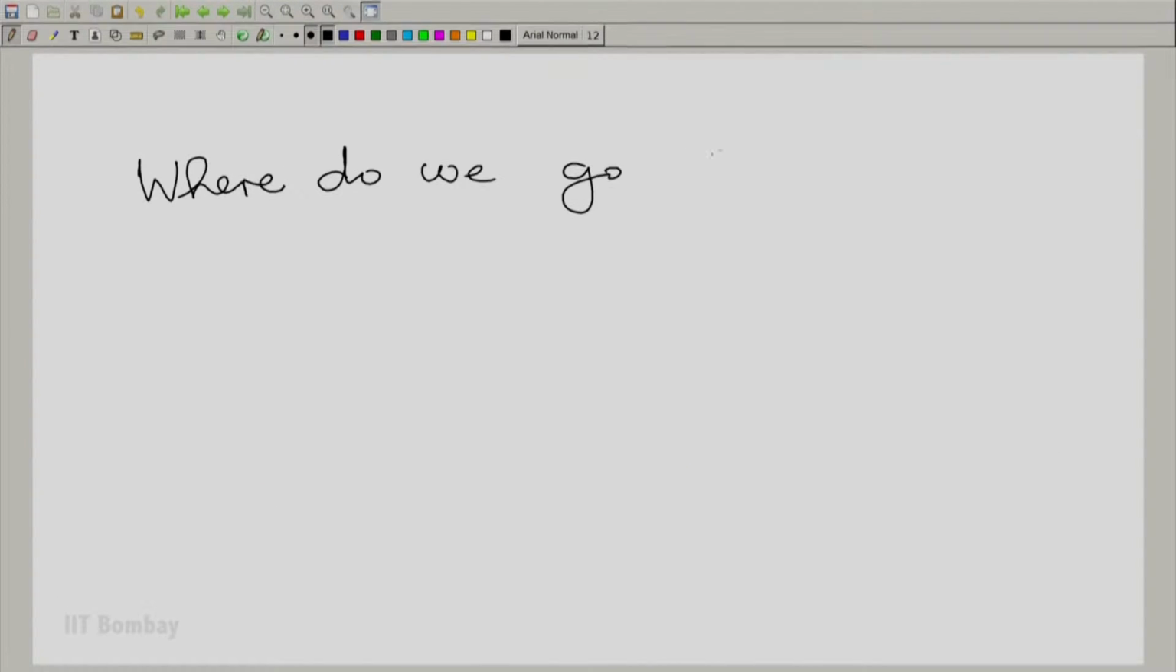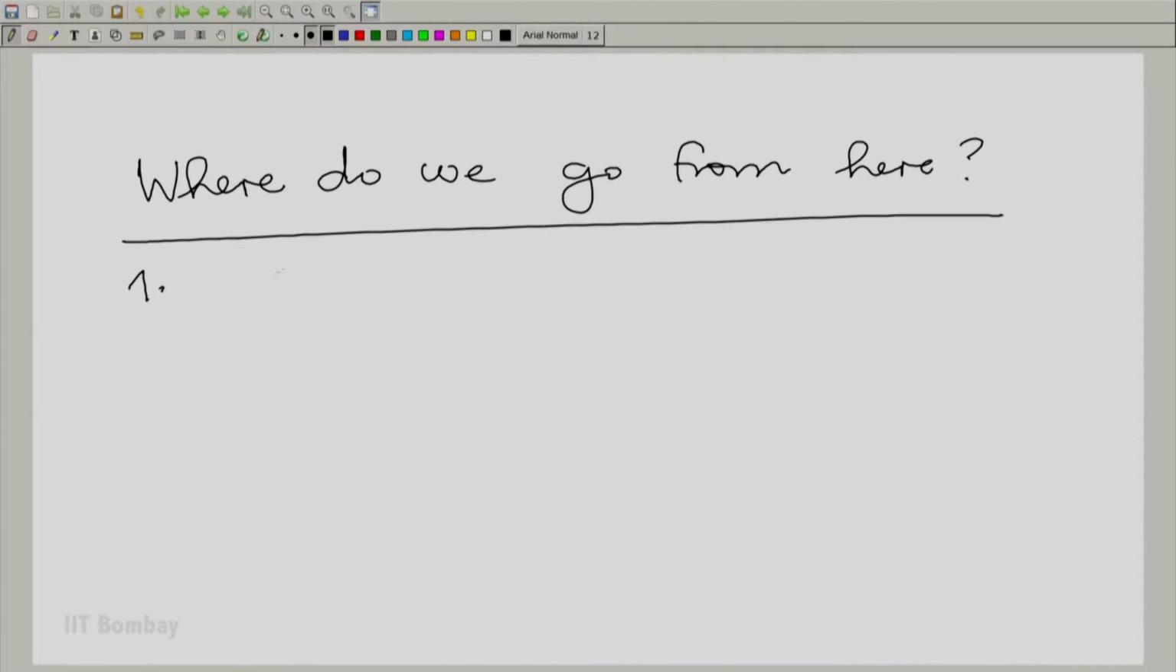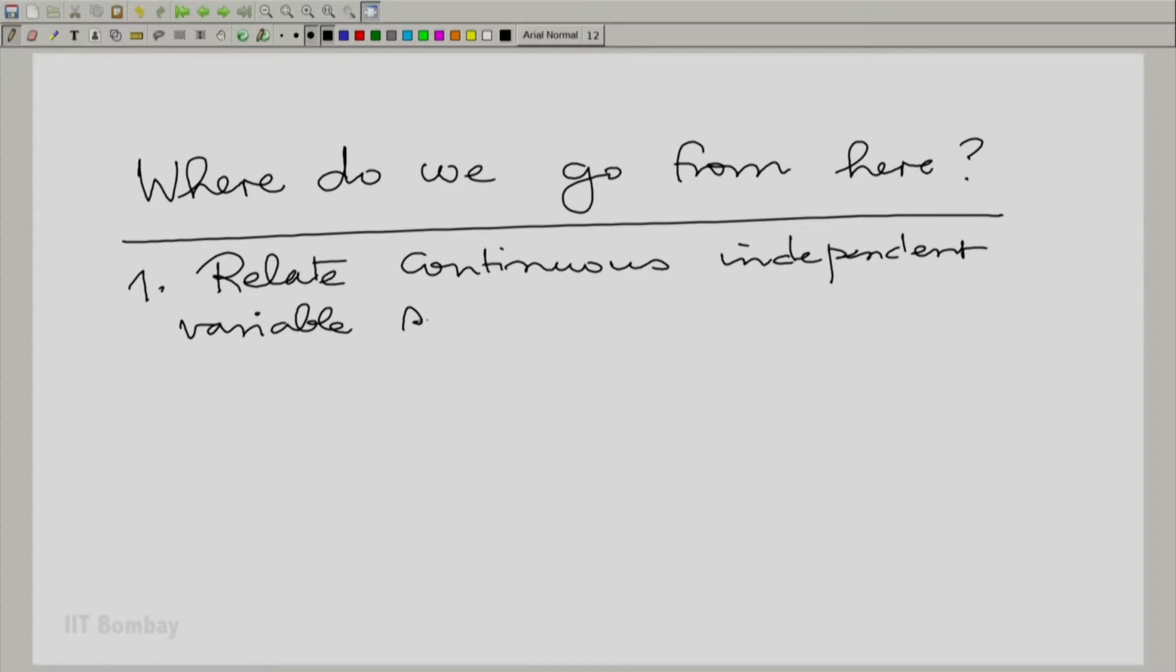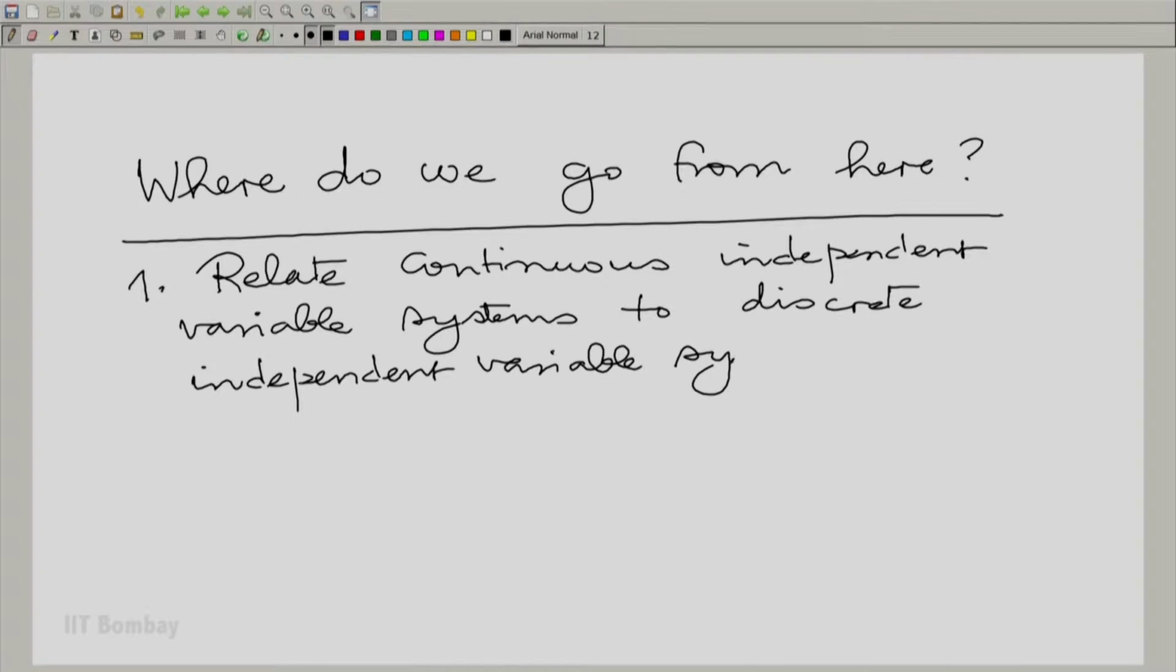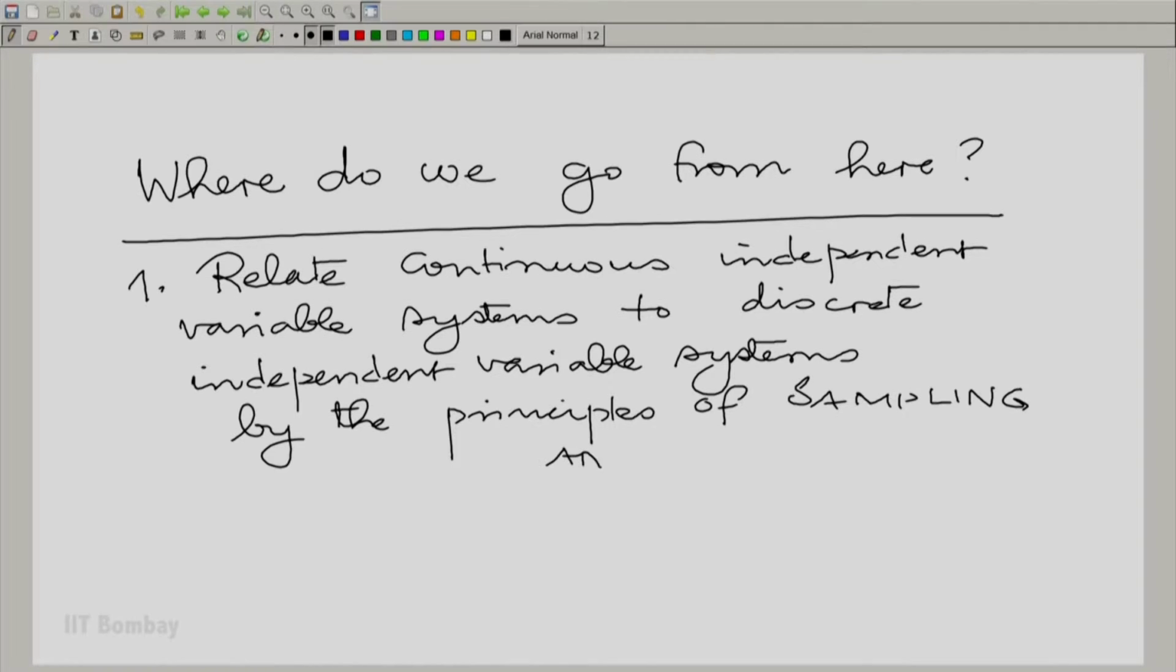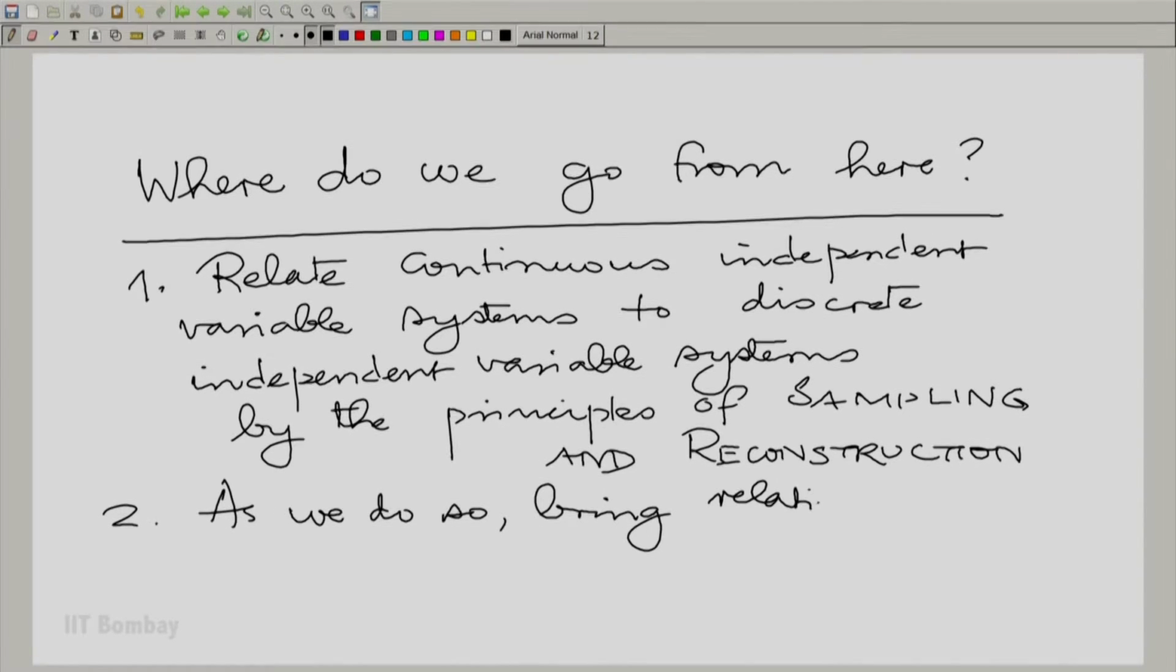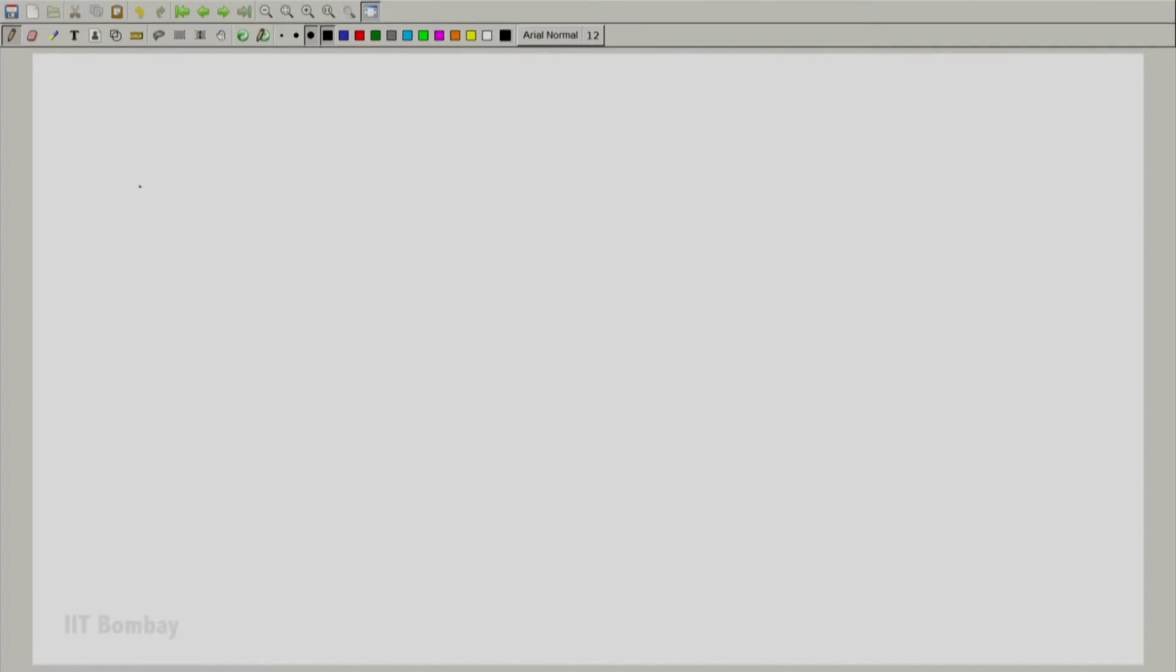Let us put them down clearly. Where do we go from here? First, relate continuous independent variable systems to discrete independent variable systems by the principle of sampling. I will not really point to it separately, but as we do so, bring out relationships in the Fourier domain. Now, when we have brought out those relationships in the Fourier domain, establish discrete variable versions of the Fourier transform.